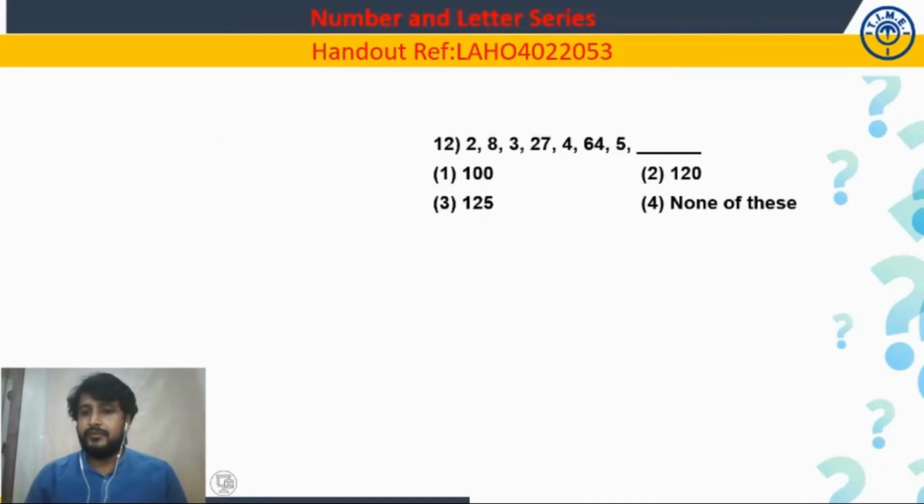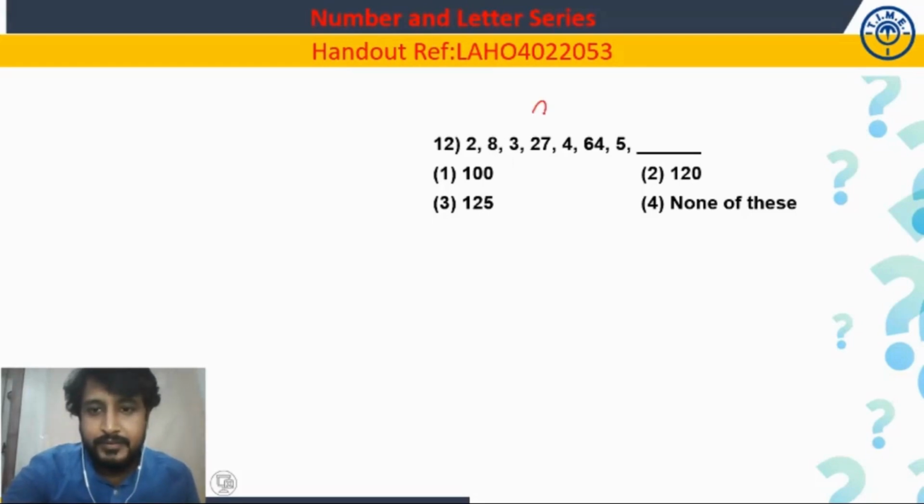2, 8, 3, 27, 4, 64, 5, blank. When I am reading these numbers, are you able to recognize those numbers? 2, 8, 3, 27, 4, 64. Anyone? Any idea? At least recognize the 27.